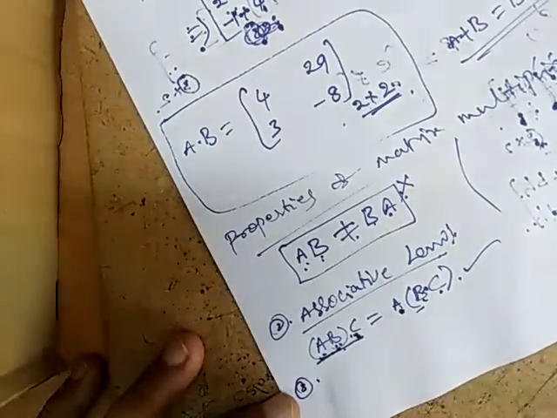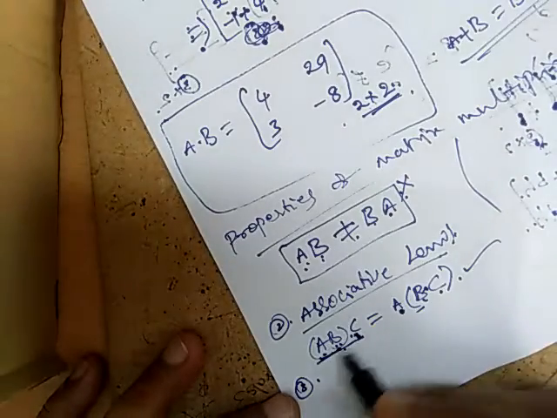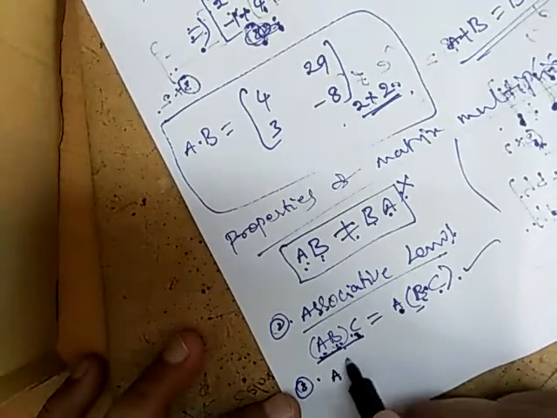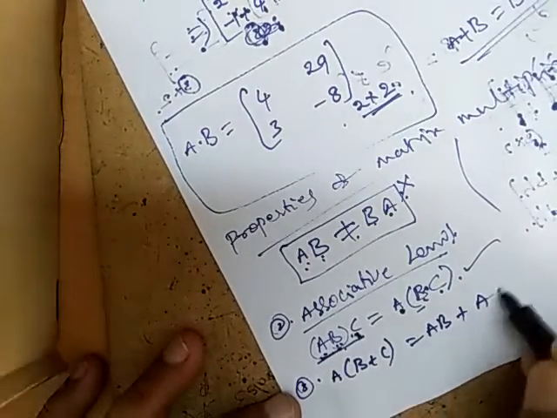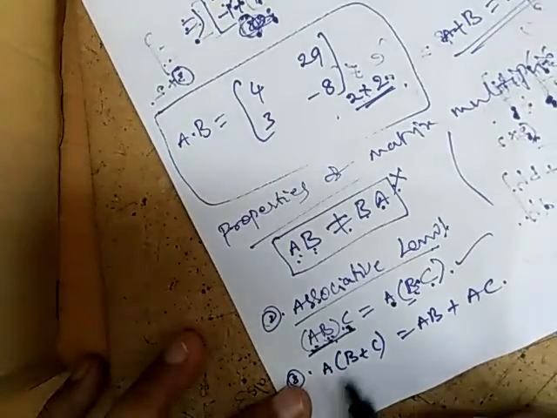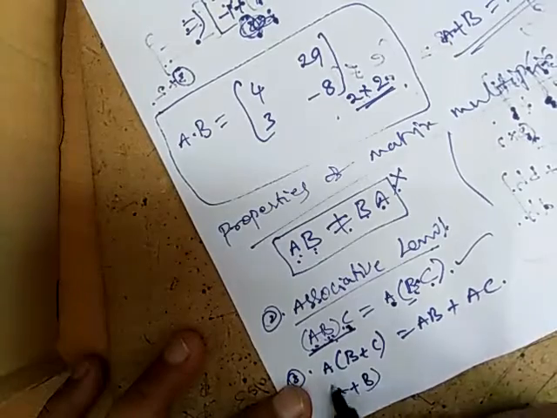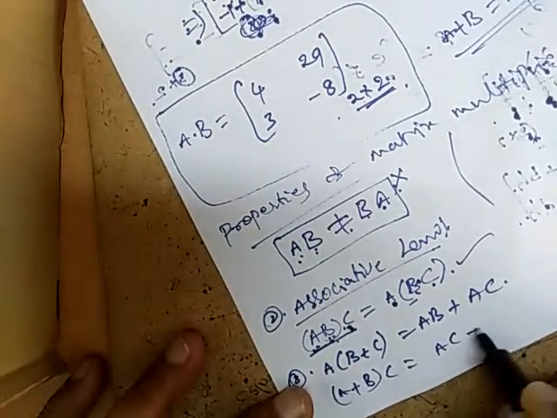Third one, distributive law. It satisfies the distributive law also. A into B plus C equals AB plus AC. Similarly, A plus B into C equals AC plus BC. This is distributive law.